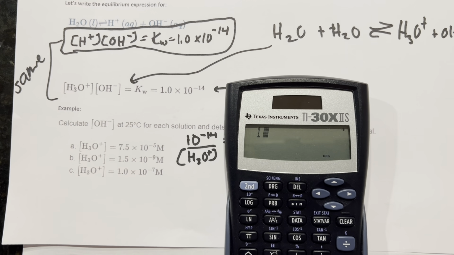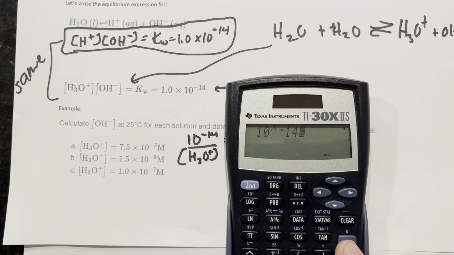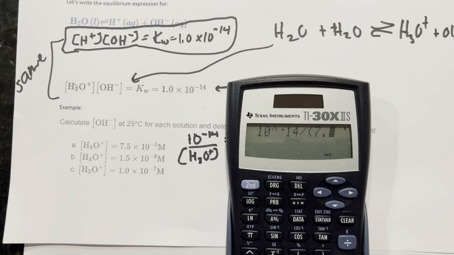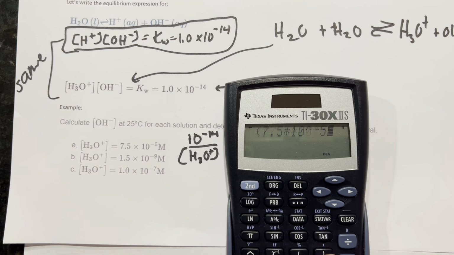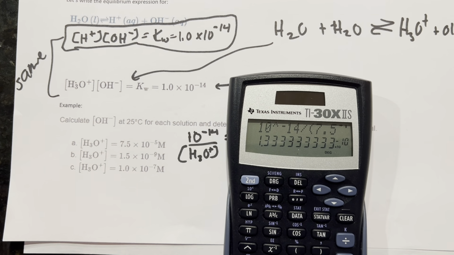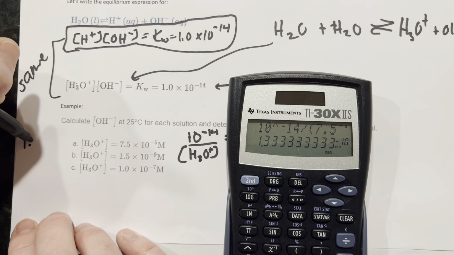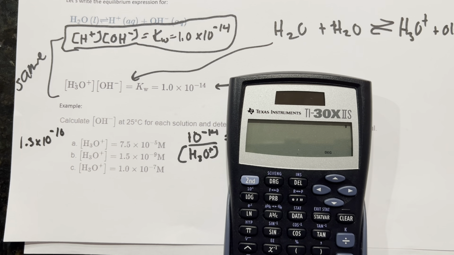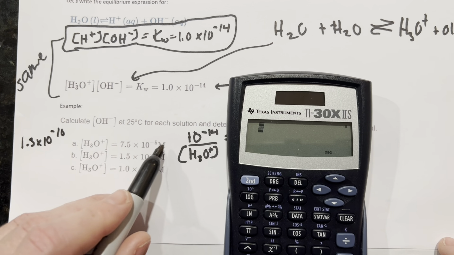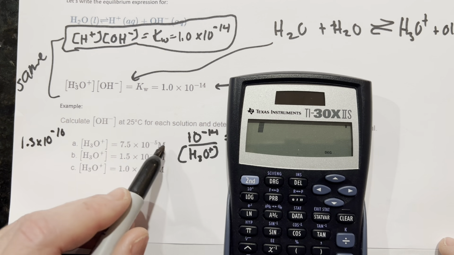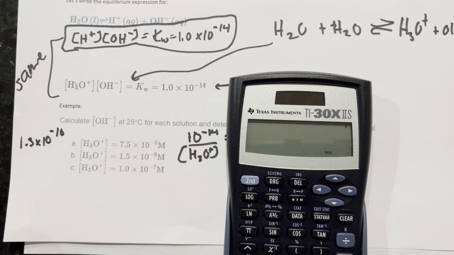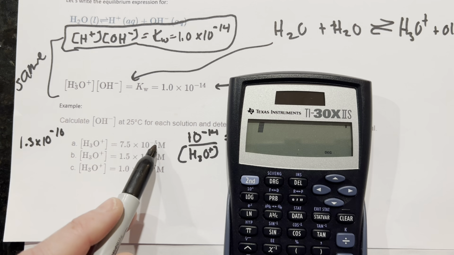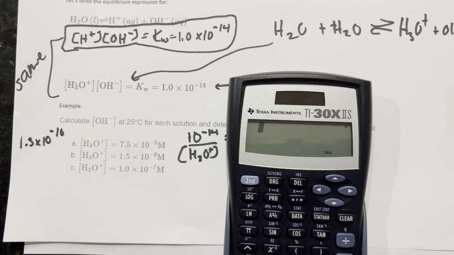So 10 to the negative 14 divided by, don't forget to put in parentheses the denominator, which is 7.5 times 10 to the negative 5. And this first one, I get 1.3 times 10 to the negative 10. And the exponents, by the way, should always add up to about 14 or 15. So 10 plus 5 is 15. It's negative 15, I get that. But just a good check to make sure that you did everything right is that the exponents here and the exponents from the number you used should add up to close to 14.